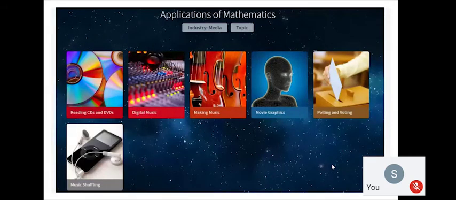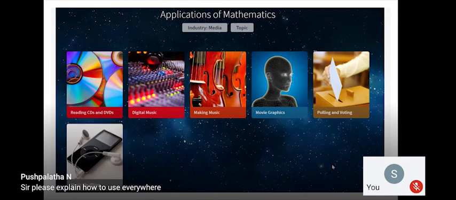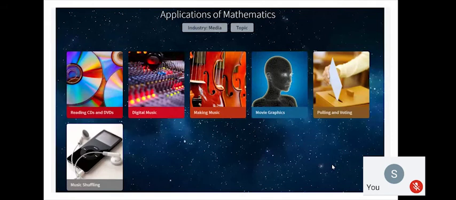As well as that, we can use mathematics in the media also, by using various branches of mathematics, like reading CDs and DVDs, digital music, making music, as well as movie graphics. There are many graphic software available on the internet, and they are making movies and short films. These software actually run in the background on mathematical and physics concepts. We can also use mathematical concepts in polling and voting, as well as music shuffling, how much time we need for the shuffling. This kind of small mathematics we can use in the music media industry.